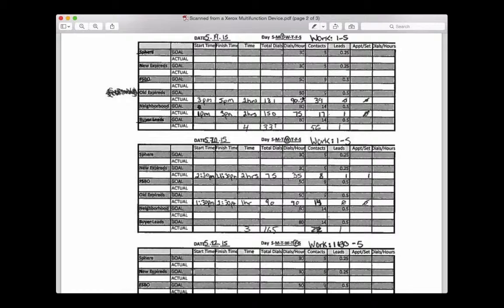Now, you'll see here in the dials per hour ratio, it switches from 50 to 80. This is assuming you're using a multi-line dialer, which dials multiple lines at a time, allowing you to get through more calls. The only time I really recommend using a multi-line dialer is on neighborhood calls, or if you're calling buyer leads that came through the internet.